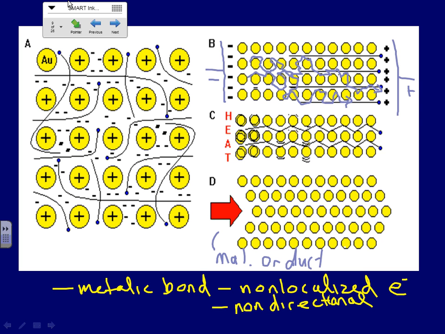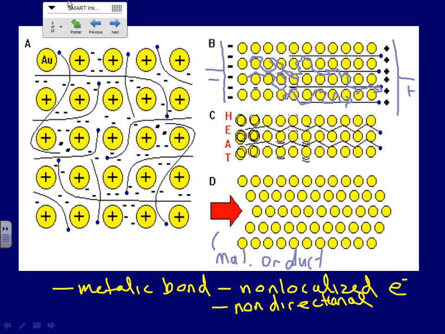So because it's a non-directional bond, you can hammer it really thin and it stays together. It just squeezes the delocalized attracted bond thin. Or you can bend it, or you can do all kinds of things. So because of this, again, non-directional bond, you can bend the metal.